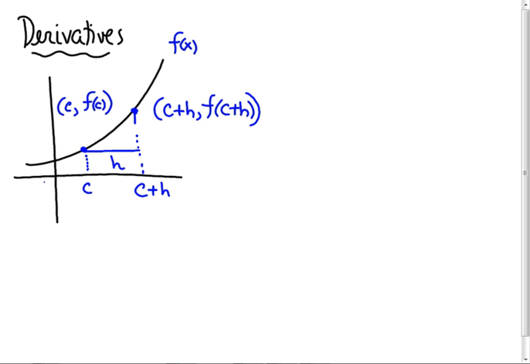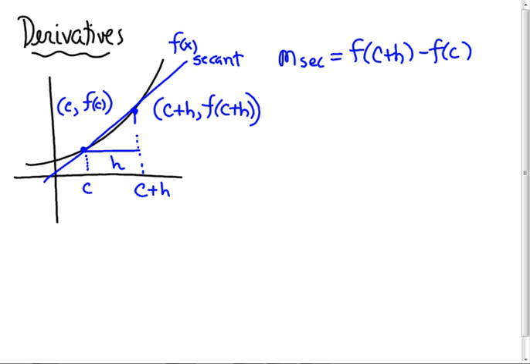Remember what we did? We drew this secant line. What's the slope of the secant? It is equal to F of C plus H minus F of C, all over C plus H minus C. And this has a special name. This is a rate of change, but what kind of rate of change? Average.